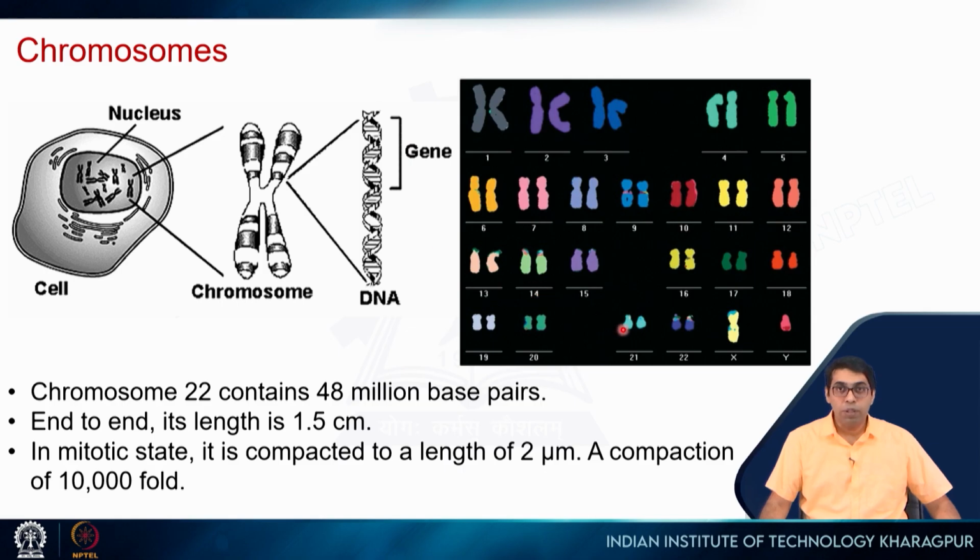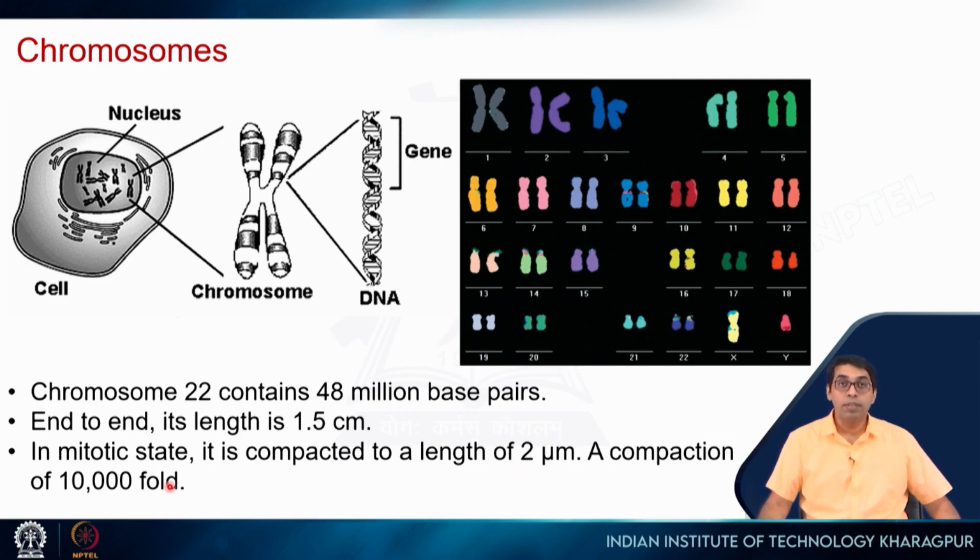Now, I would like to point out something that is very interesting. If you look at this last chromosome, the 22nd, which is the smallest one, it has roughly 48 million base pairs, and if we stretch it out like this, then end to end its length will be 1.5 centimeters. You can easily calculate that. You know the distance between the base pairs and you multiply that by 48 million. So, you can figure out what will be the length of this chromosome if we stretch it out completely. In mitotic state, this chromosome is compacted like this and its length is 2 micrometers. So, there is a compaction of 10,000 fold.